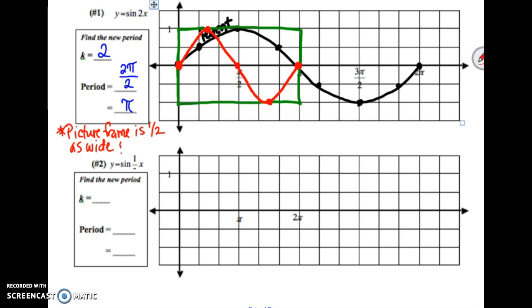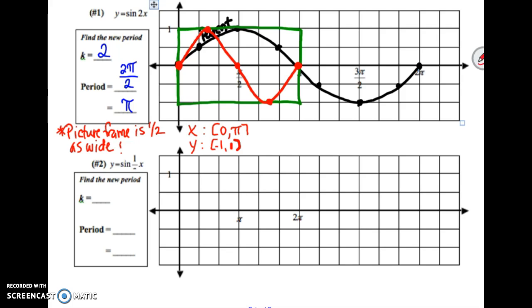So when we look at our domain and our range, our x values now are in the window from 0 to pi, and our y values are still in the window -1 to +1. We didn't do anything to change the height of our graph, right? All we did with this period change is change the width of our graph.